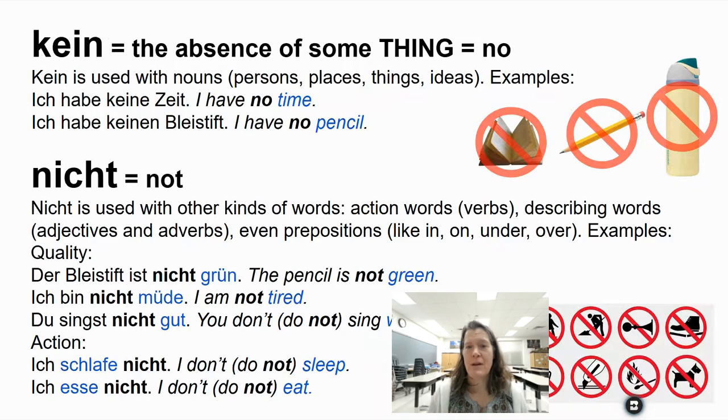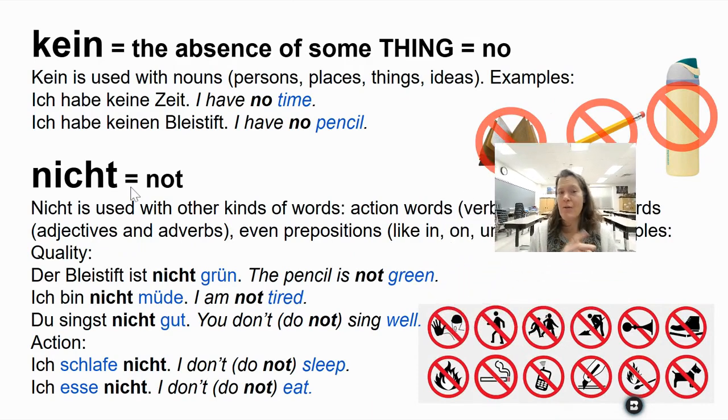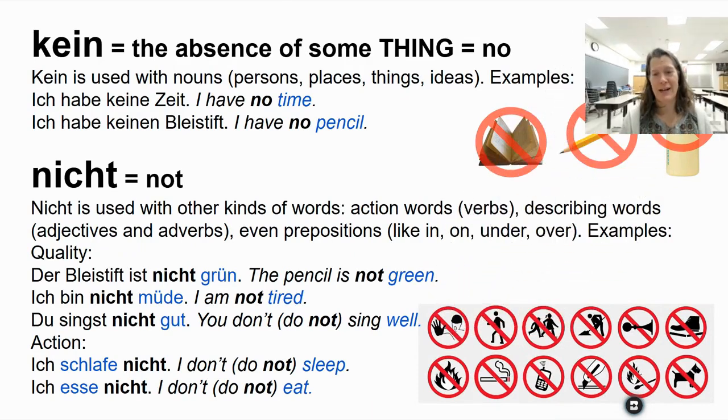All right. So we talked about kein quite a bit, okay? One example that you hear a lot of times is, I have no time. Ich habe keine Zeit, right? In English, we say, I don't have time, right? I do not have time and I have no time are basically the same thing, right? In German, they tend to say, I have no time.